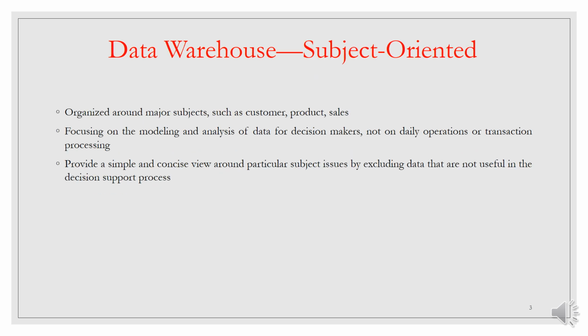Why do we say the data warehouse is subject oriented? Because it is organized around major subjects such as customer, products, sales. It focuses on modeling and analysis of data for decision makers, not on daily operations or transaction processing. It provides a simple and concise view around particular subject issues by excluding data that is not relevant for the decision support process. So it is very much focused on the subject.